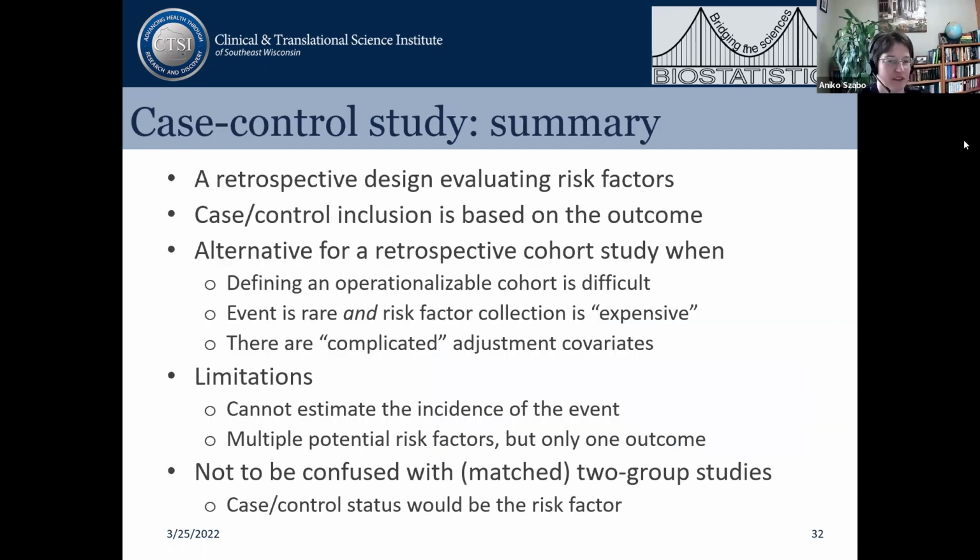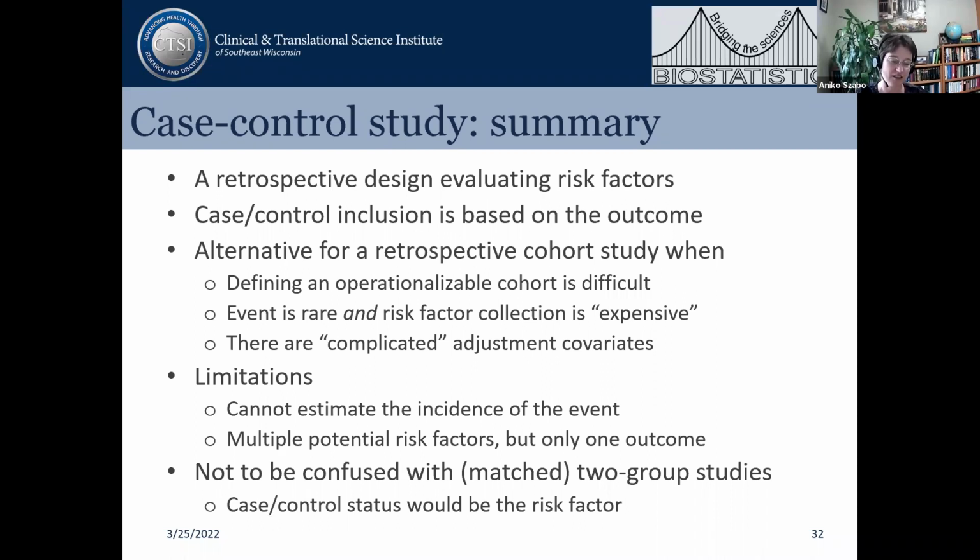So in summary, what's a case control study? It's a retrospective design evaluating risk factors. That's essentially its point. The case control inclusion is based on the outcome. That's what makes them weird. It's like a reverse causal direction. It is a nice alternative for a retrospective cohort study when a retrospective cohort study is not really feasible for some reason. Either it's difficult to find a cohort, or you have a rare event and a risk factor that you're interested in that's expensive to collect. Or there are complicated adjustment covariates like geography or time or something like that.